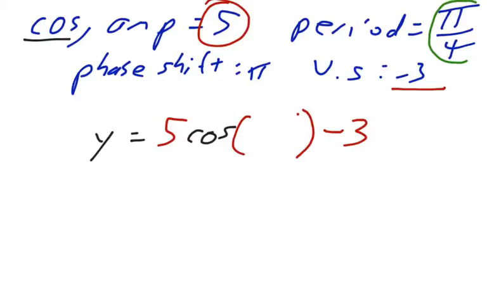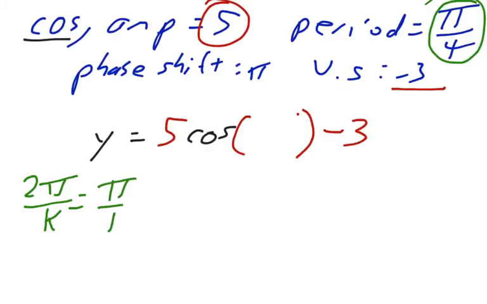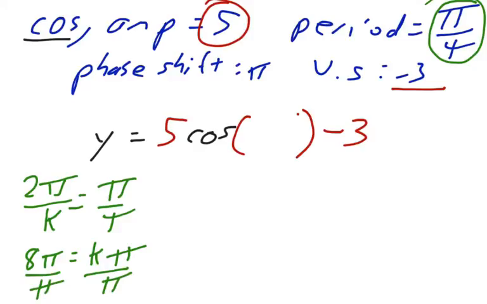Because the period is pi over 4, 2 pi over k equals pi over 4. When we cross multiply, we get 8 pi equals k pi. And when I divide both sides by pi, we get 8 equals k.